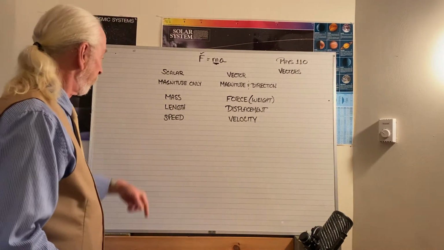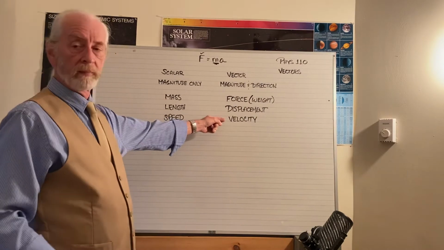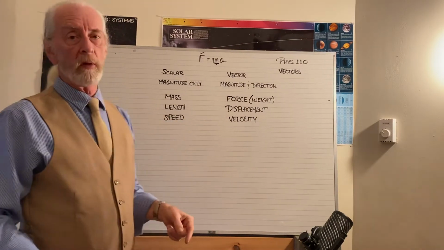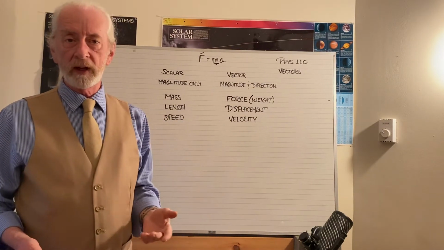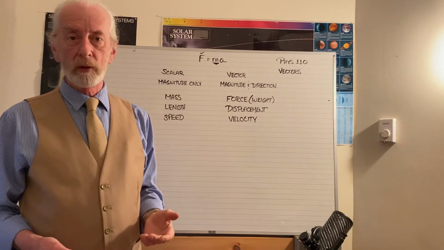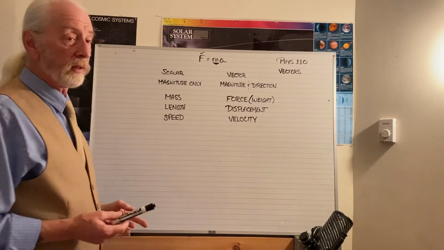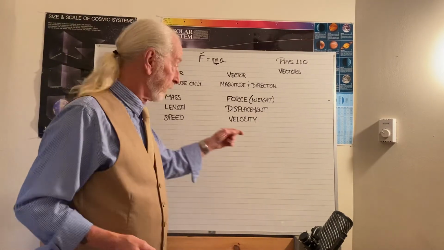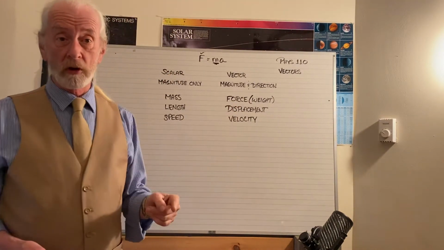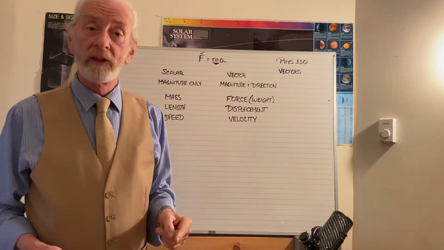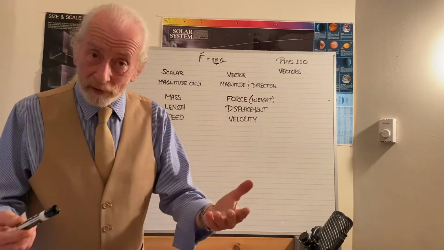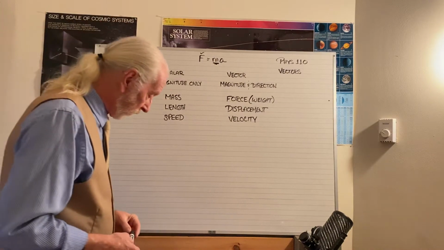Similarly, speed versus velocity. If the cop pulls you over for doing 65 in a 35, it doesn't really matter whether you're going north, south, east, or west. It's irrelevant. If, on the other hand, the cop pulls you over for doing 65 miles per hour northbound in the southbound lane, then direction is certainly relevant. So you have to keep your eye on the ball with this stuff.